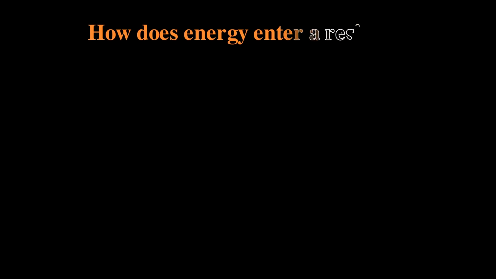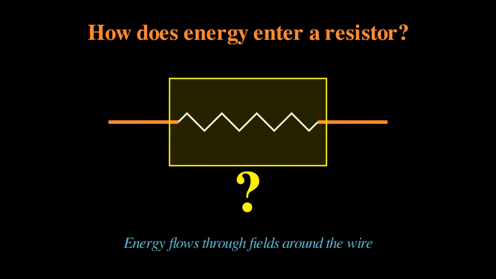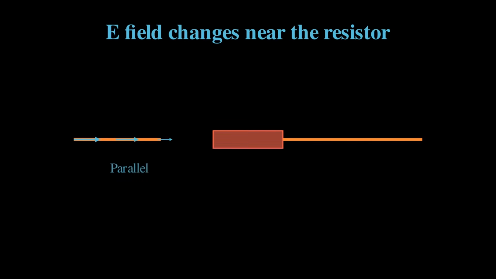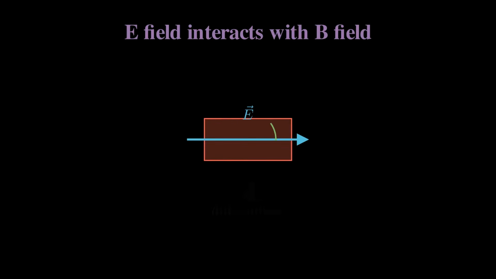If energy is flowing through the electromagnetic field around the wire, how does it actually enter a component like a resistor? In the standard circuit picture, we say current flows through the resistor and power is dissipated. That's fine as a summary, but the field picture tells us how that transfer happens in space. Near the resistor, the electric field is no longer perfectly parallel to the wire. The material of the resistor allows an internal electric field to exist.